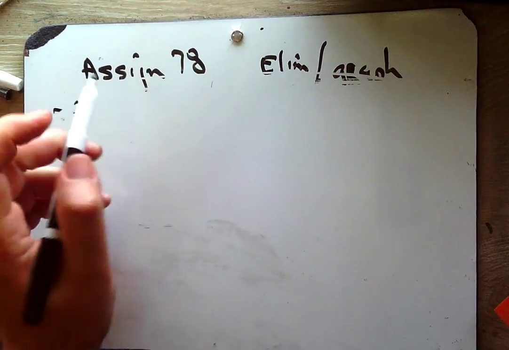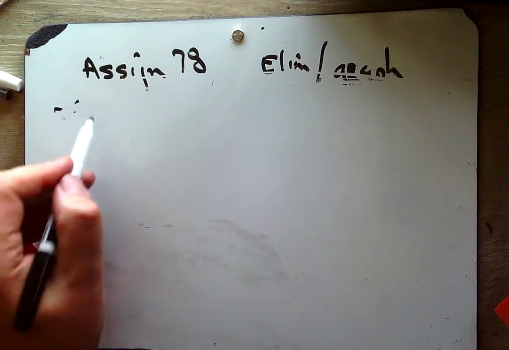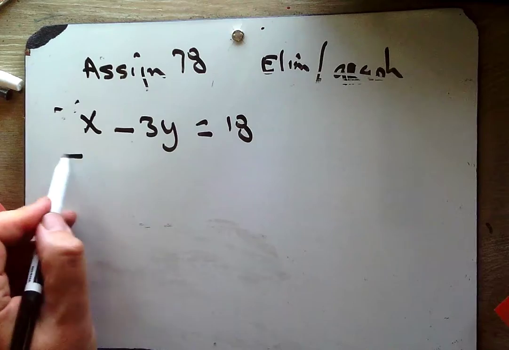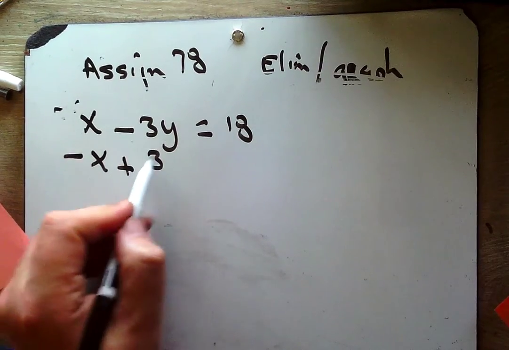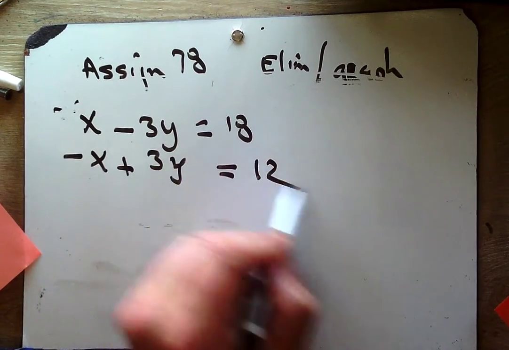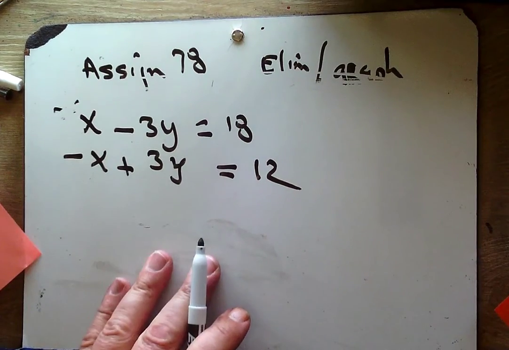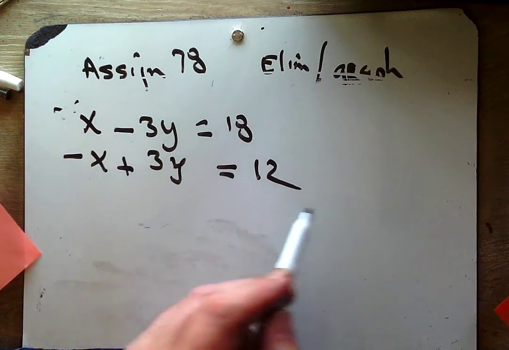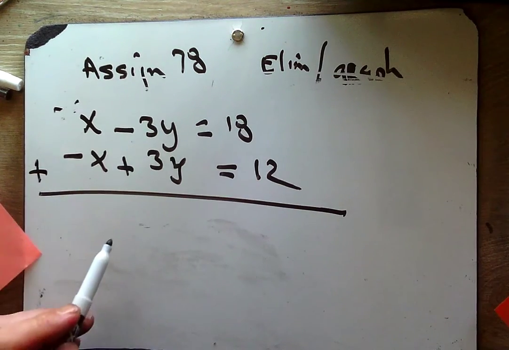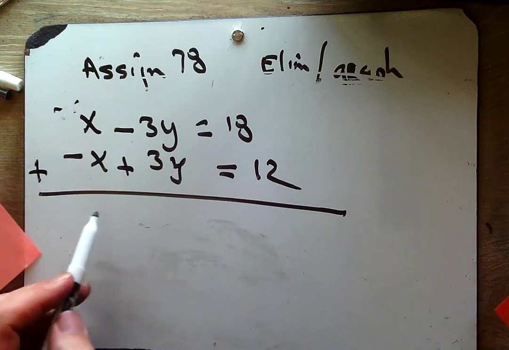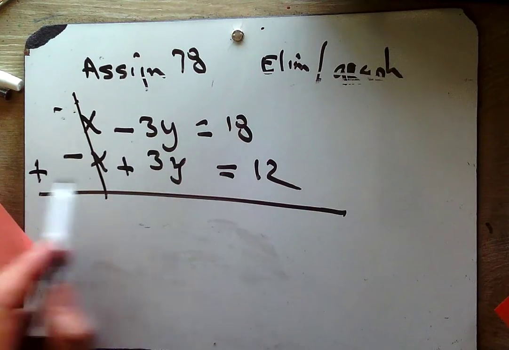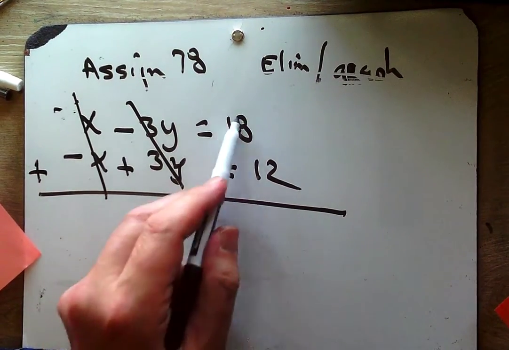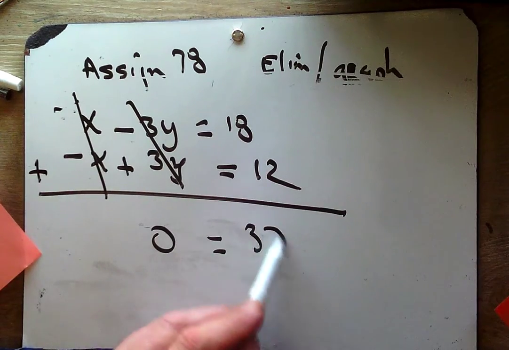What about this one? X minus 3y equals 18, and negative x plus 3y equals 12. Will you find the solution? Yeah, that one went pretty fast, didn't it? Because if you just add x plus negative x and minus 3 plus 3, you end up with a big old 0 over there. 18 plus 12, 30.